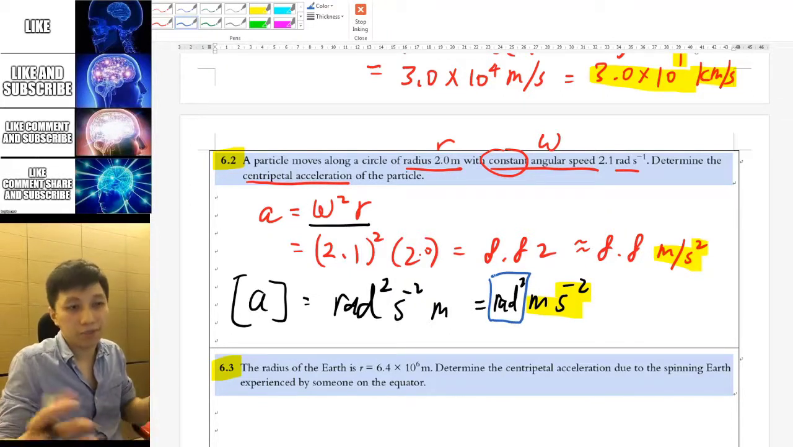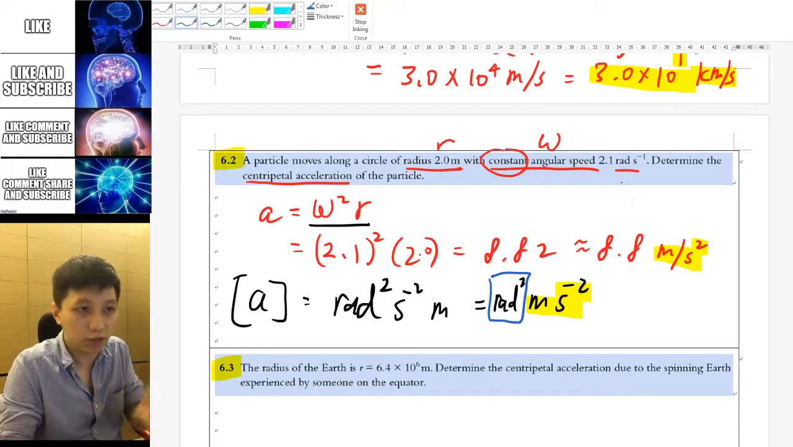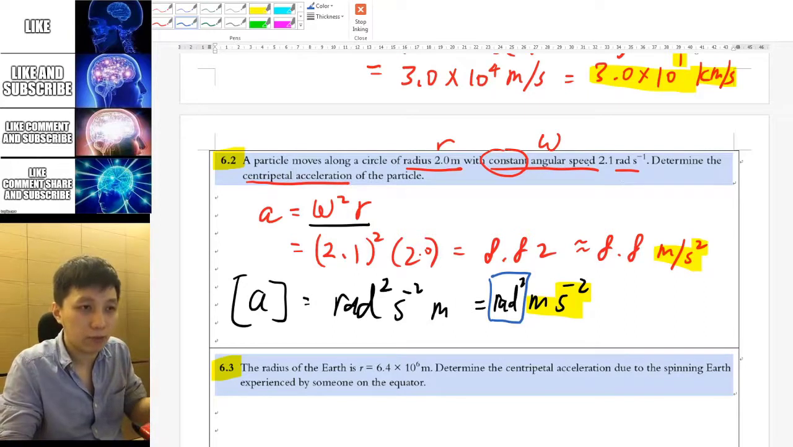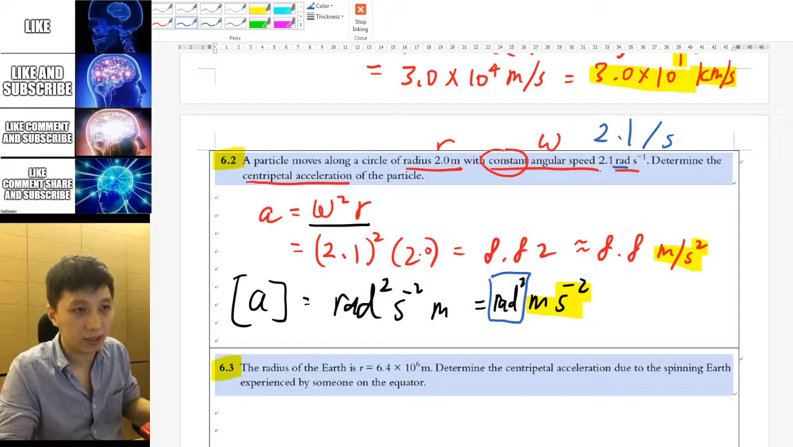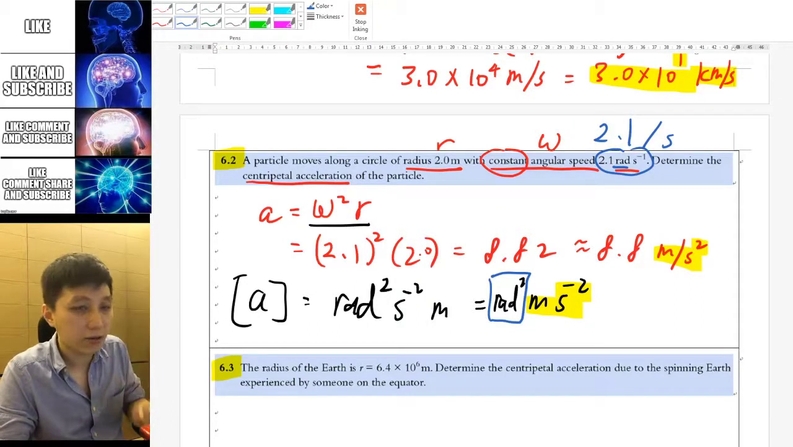The answer is actually yes, because normally in mathematics you don't actually write the word radian. It's a concept to help you understand when we write RAD, radian, but in fact you can express it as 2.1 per second, right? For example, for this one. But for a clearer presentation, we'll also put down radian.